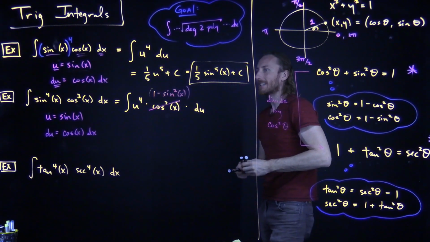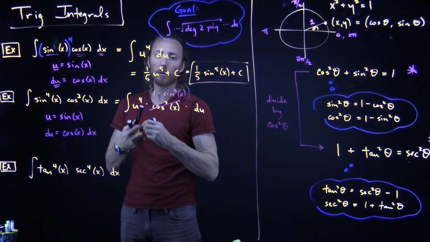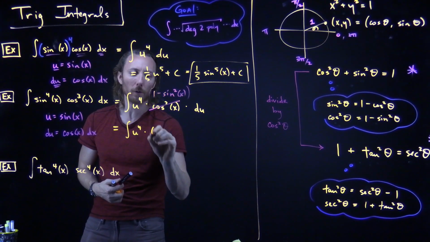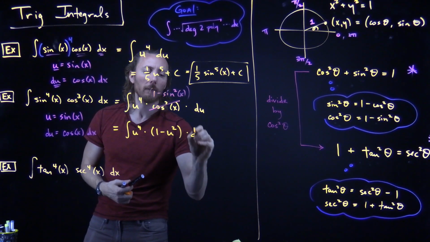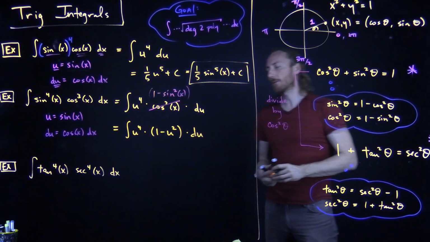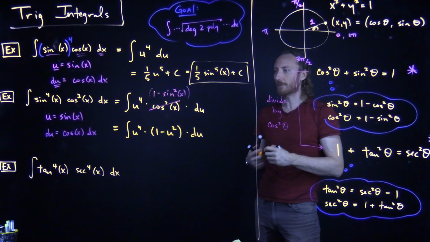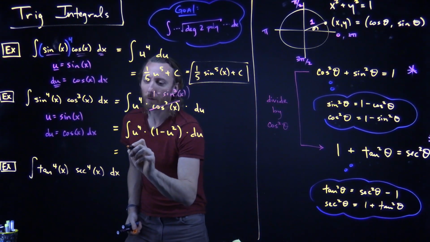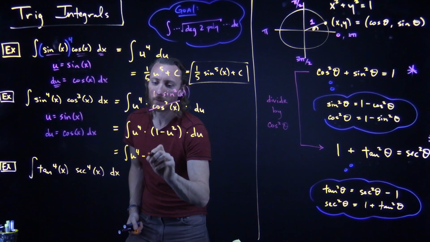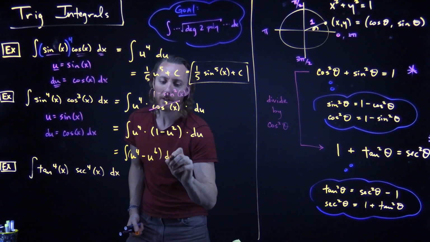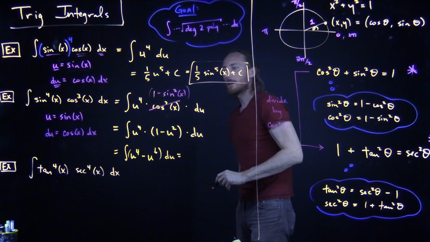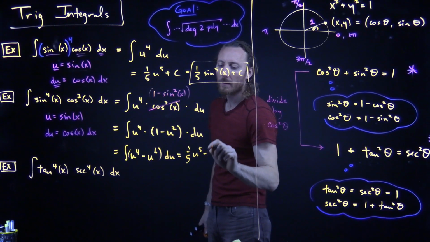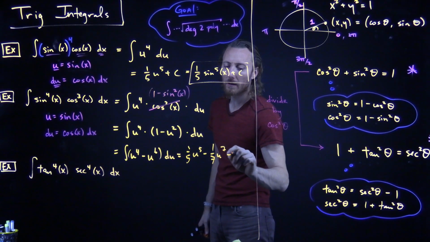And 1 minus sine squared x can then be replaced with 1 minus u squared. So put this all together, we get u to the fourth times 1 minus u squared du. And boy, I wish there was a product rule for integration that would make life so easy, but there isn't. However, we can just use a polynomial product here to rewrite this as the integral of u to the fourth minus u to the sixth du. And then when we integrate, we'd get 1/5 u to the fifth minus 1/7 u to the seventh plus c.